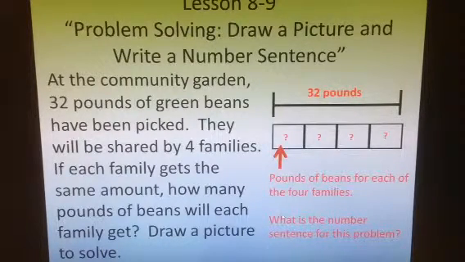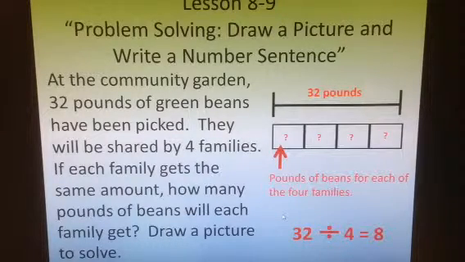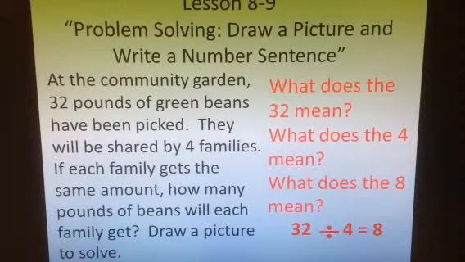We know the number sentence for this problem is 32 divided by 4. 32 divided by 4 equals 8. What does the 32 mean? That's talking about how many pounds of green beans. What does the 4 mean? That's how many families or equal groups get those 32. And what does the 8 mean? The 8 means the number of pounds each family gets.